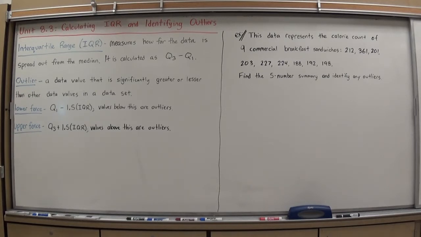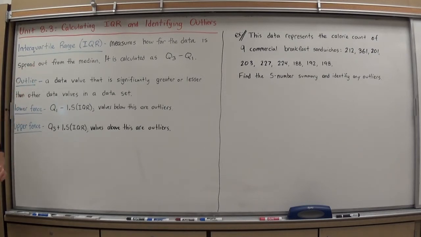So how do we find an outlier using this method? Well, you have to first find a lower fence and an upper fence. A lower fence is Q1 minus 1.5 times the IQR. Any data values below that would be considered an outlier. They're too far away from the median. The upper fence would be Q3 plus 1.5 times your IQR. Anything above that would be an outlier because they're just too far away from the median. So let's try that now with some data.